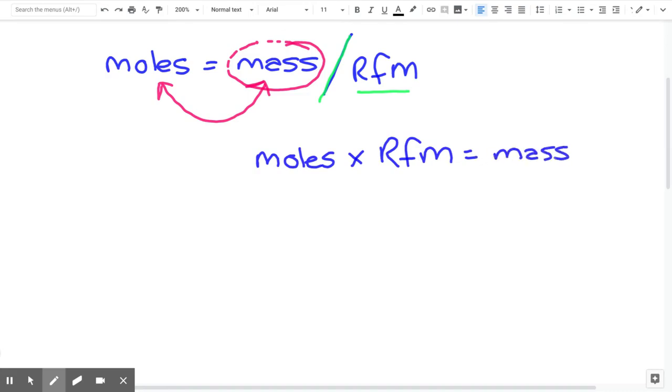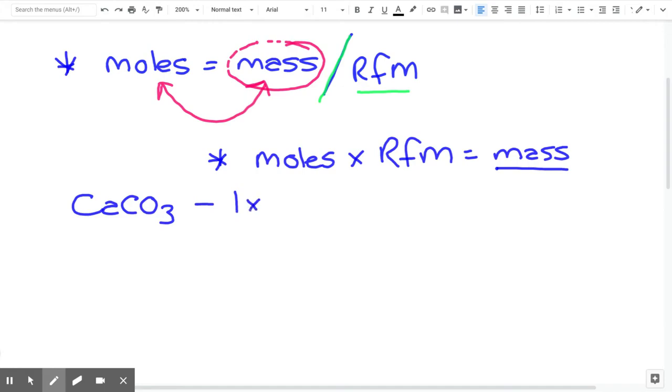And so what we've done is taken the first equation that we had in the previous clip and rearranged that into an equation which allows us to have mass as the subject of the equation. So again, if we just do an example, we'll take calcium carbonate as the example again, and again, we'll just recap.